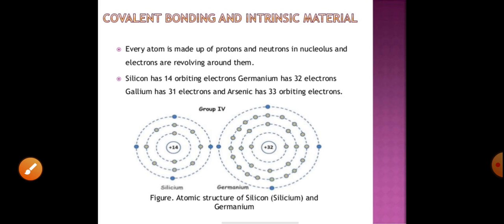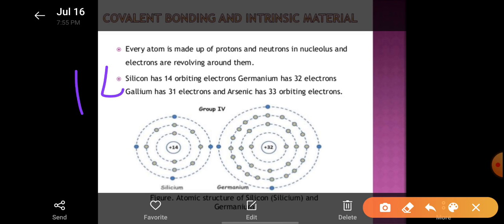So we know these are the electron configurations of germanium and silicon. That 14 is nothing but the atomic number.